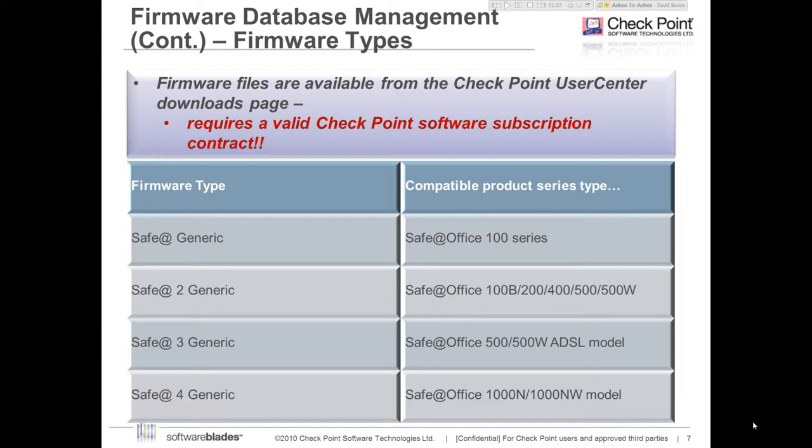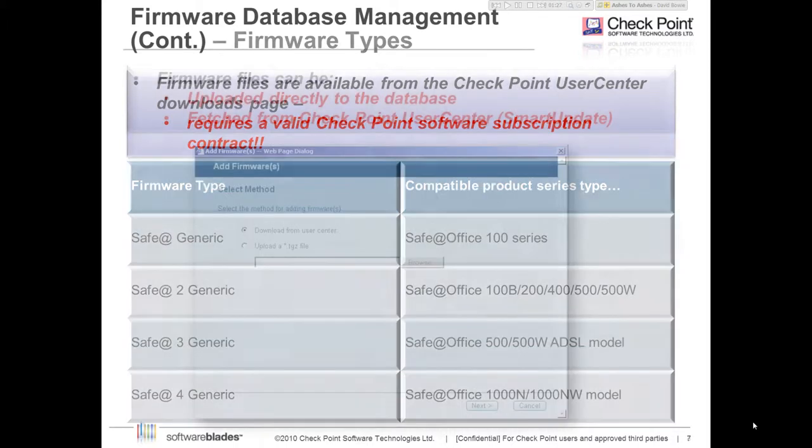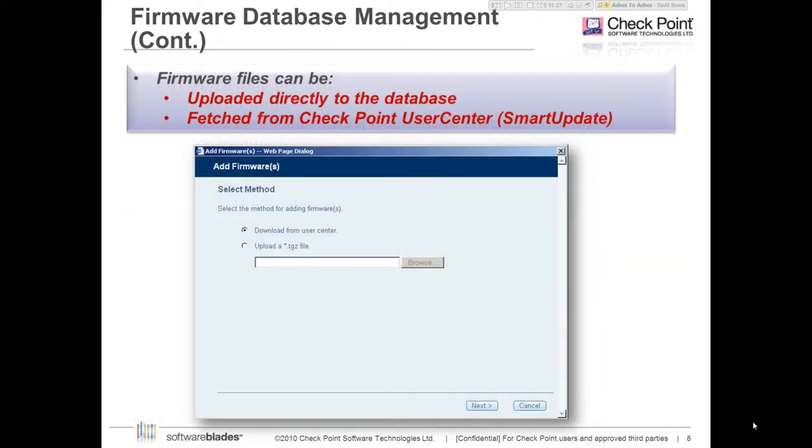To download each firmware, you will need a valid Checkpoint software subscription contract. Firmware files can be uploaded directly to the database or fetched from the Checkpoint User Center via Smart Update.